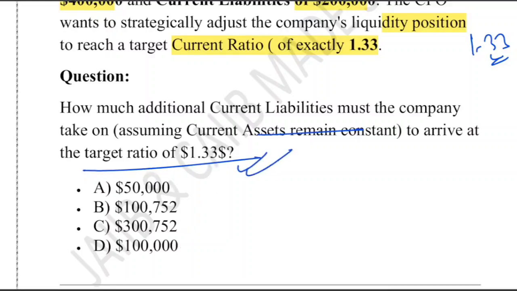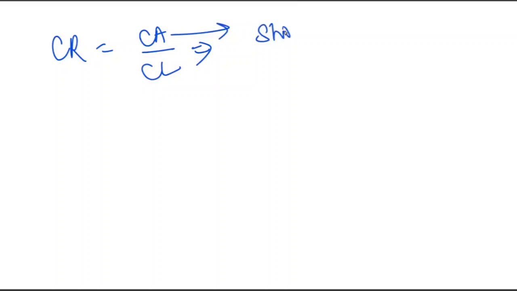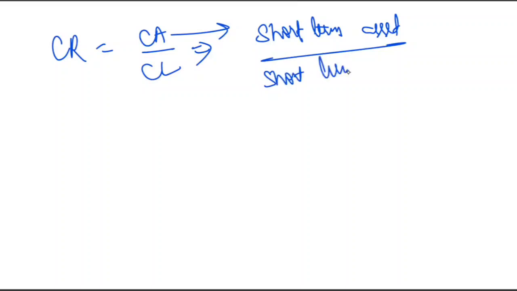And they have provided four options. So very basic question. First of all, you should know what the current ratio is. What is the formula for computing the current ratio? It's very simple. Current ratio is current asset upon current liability. It simply means how much short-term asset the company has as compared to the short-term dues. So current asset means short-term asset, and current liability means short-term dues. The ratio between short-term asset and short-term dues is called current ratio.